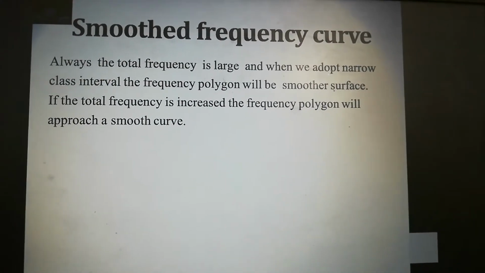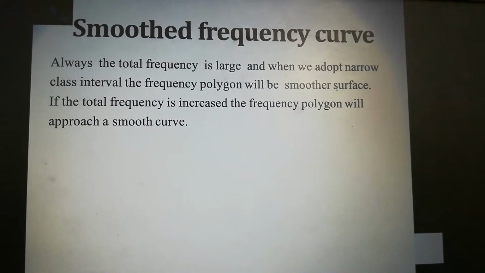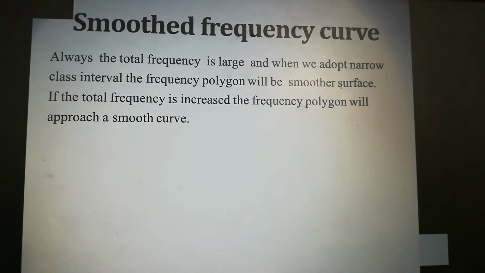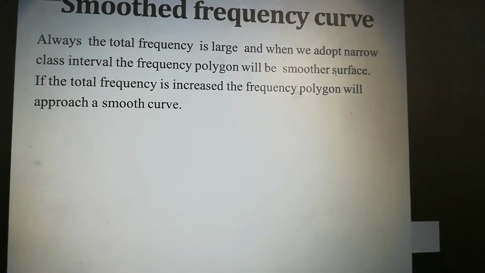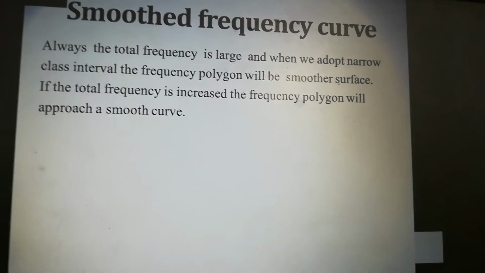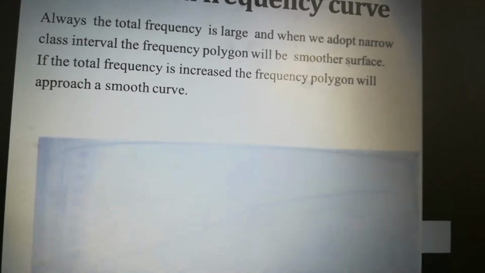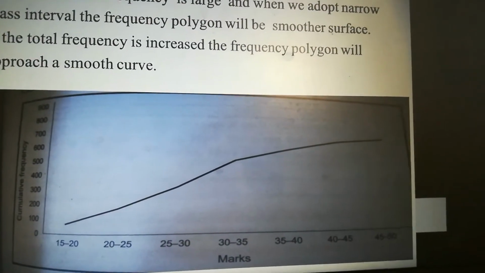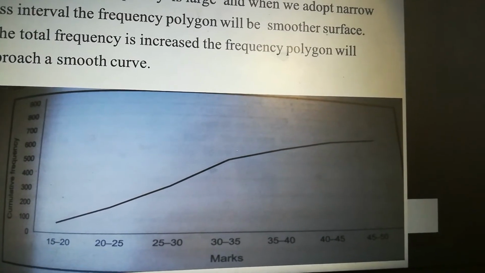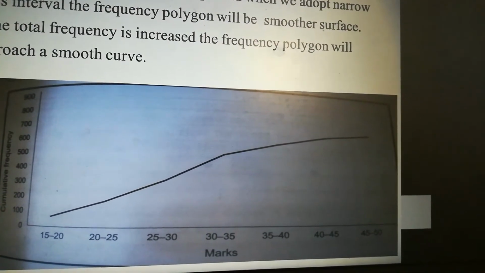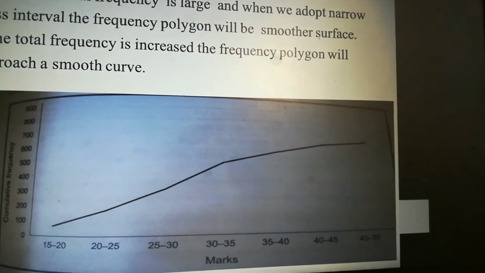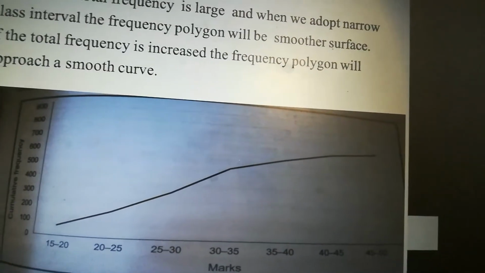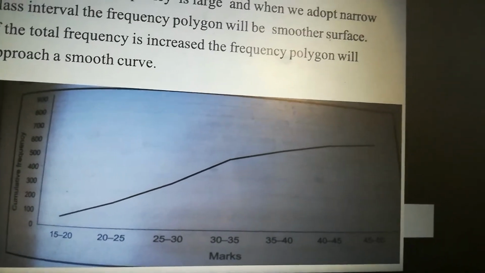Always, the total frequency is large over here, and when we adopt a narrow class interval, the frequency polygon will be smoother. And if the total frequency is increased, the frequency polygon will approach a smooth curve. The class intervals are marked on the x-axis and the frequencies are represented there, and we will be joining the midpoints.